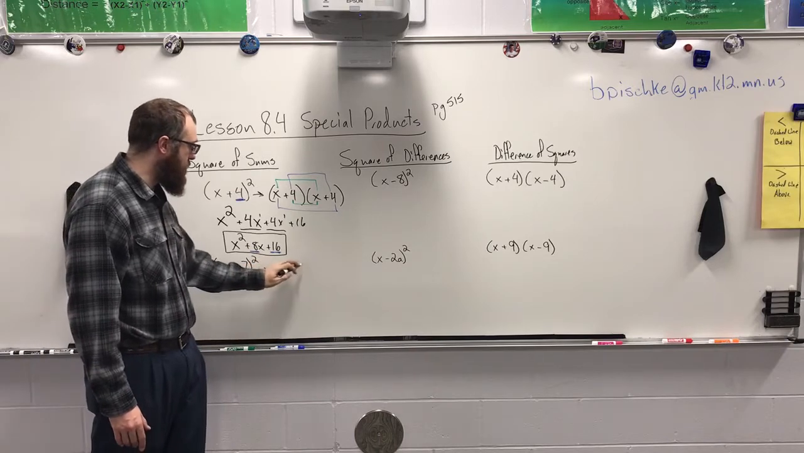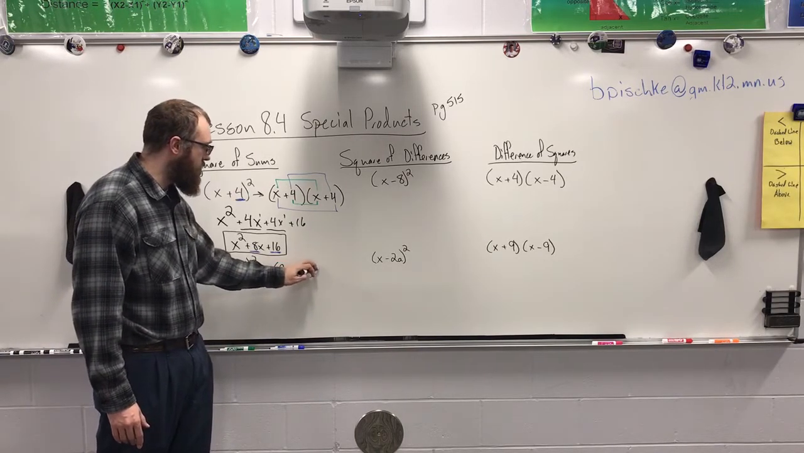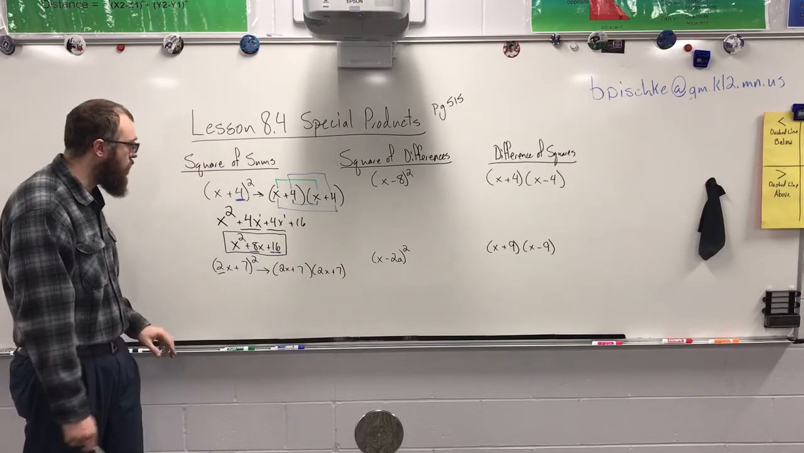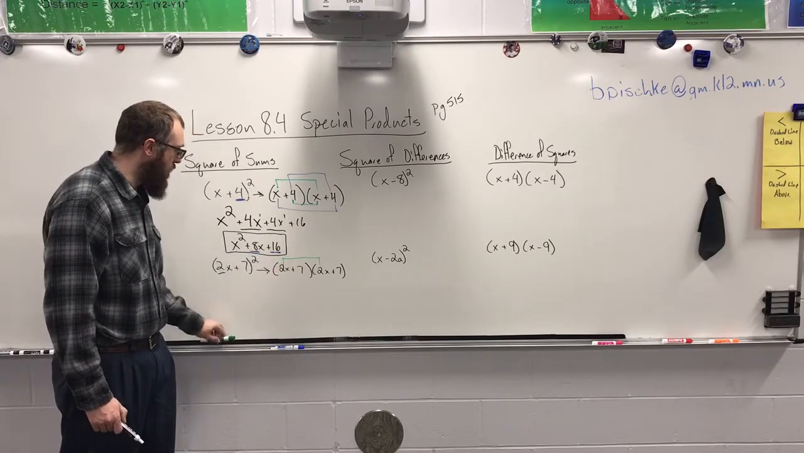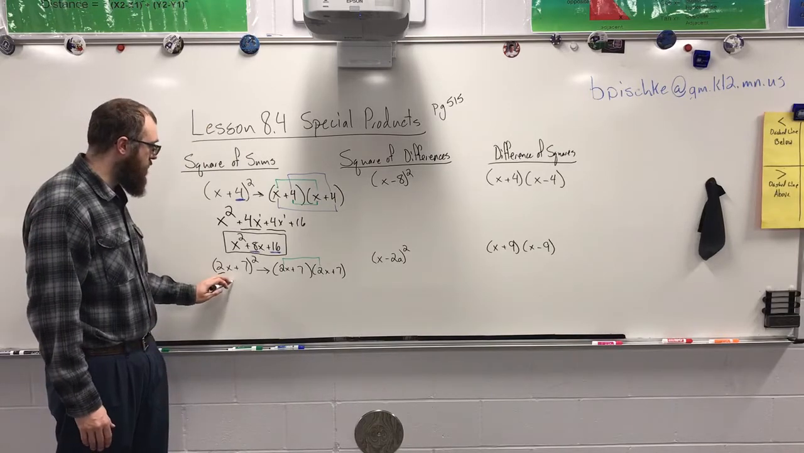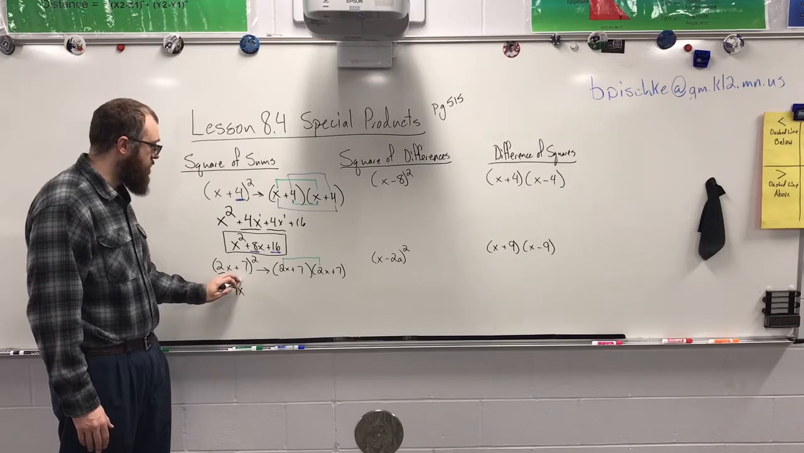Write it twice, 2x plus 7 times 2x plus 7. The process works the same. Firsts, 2x times 2x. Coefficient times coefficient, 4, x times x, x squared.